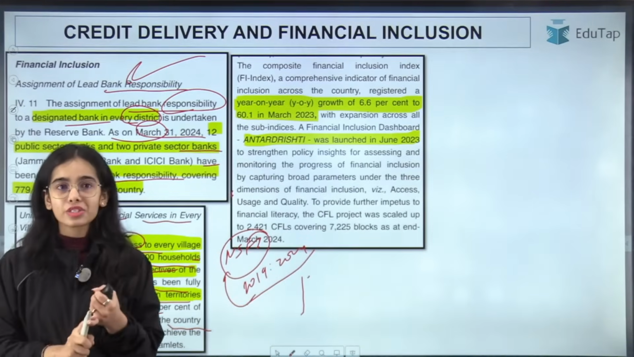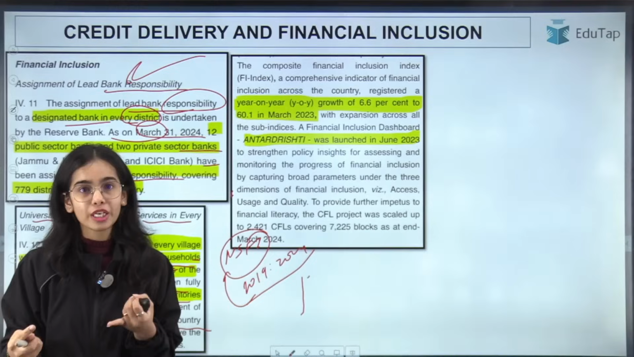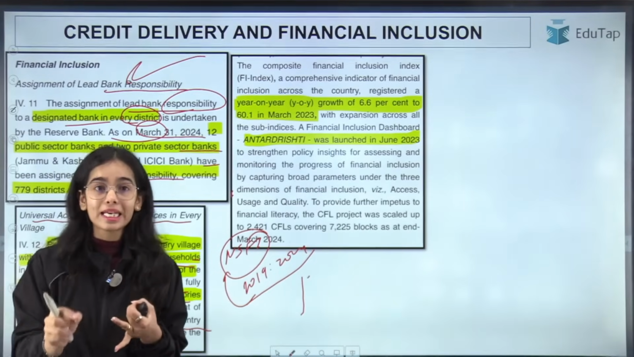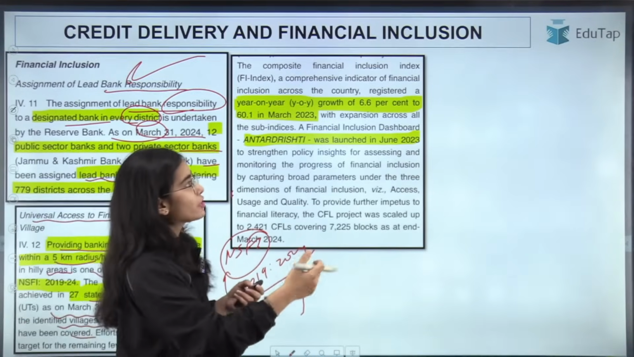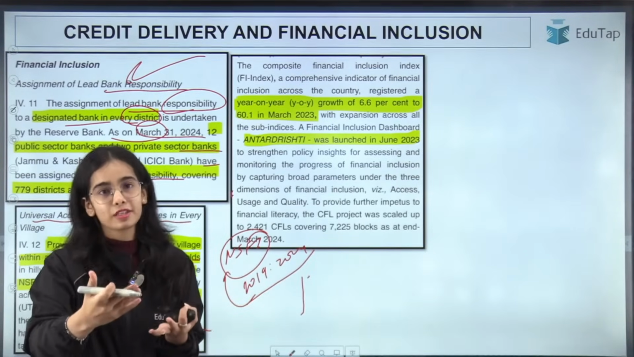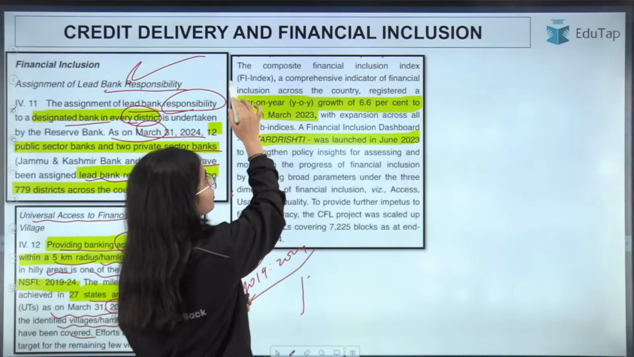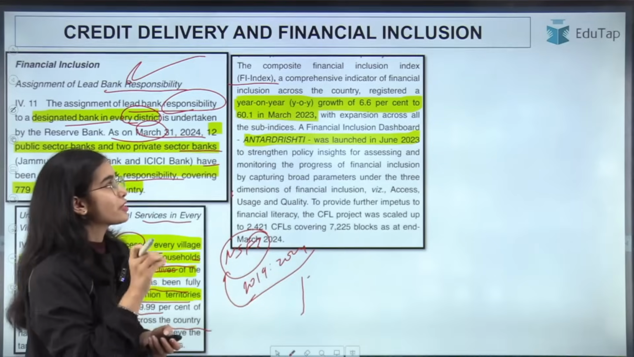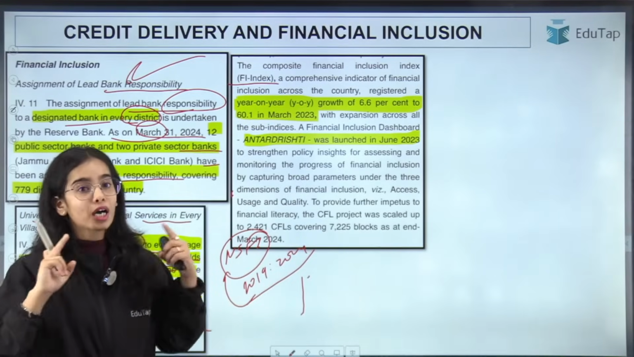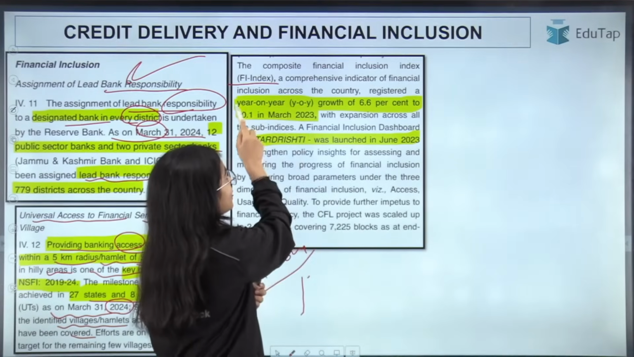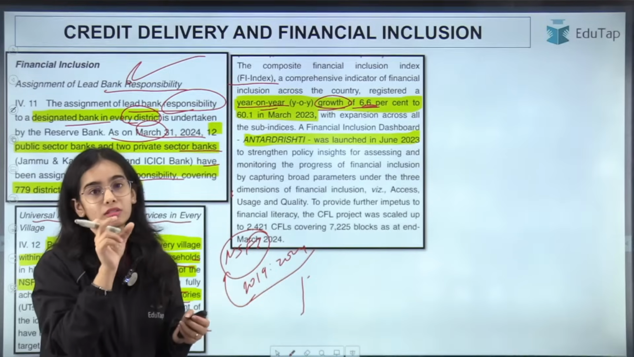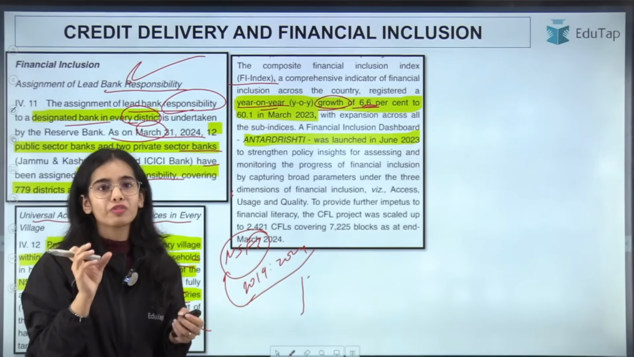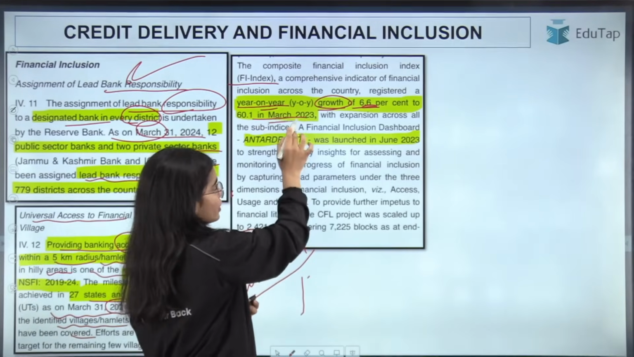Next, the Antardrishti dashboard has been released for financial inclusion. There is the financial inclusion index that is released every year, to show the increase in financial inclusion. The financial inclusion index, a comprehensive indicator of financial inclusion across the country, registered a year-on-year growth of 6.6% to 60.1. That was the value of the index in March 2023.